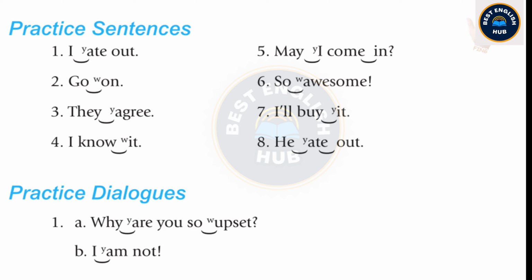Sentences for practice for linking vowels. Don't say I ate out. Say I ate out. Don't say go on. Say go on. Don't say they agree. Say they agree. Don't say I know it. Say I know it. Don't say may I come in. Say may I come in.